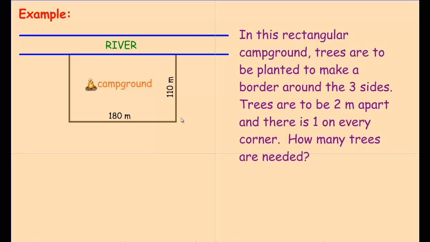Now, some stipulations: trees are to be planted 2 meters apart, and there's going to be 1 on every corner. So you must have 1 tree at this corner, 1 at this corner, 1 up here on this corner, and 1 at this corner. So the question then is, based on these dimensions and this information that's given to you, how many trees are going to need to be planted?